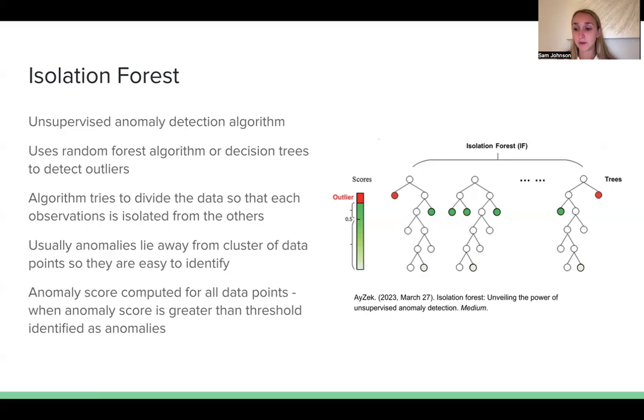or an outlier. So you can see on the visual on the right, the red data points are labeled as outliers, whereas the green data points are not. And that is based off of their anomaly score. The red data points have an anomaly score higher than that given threshold.